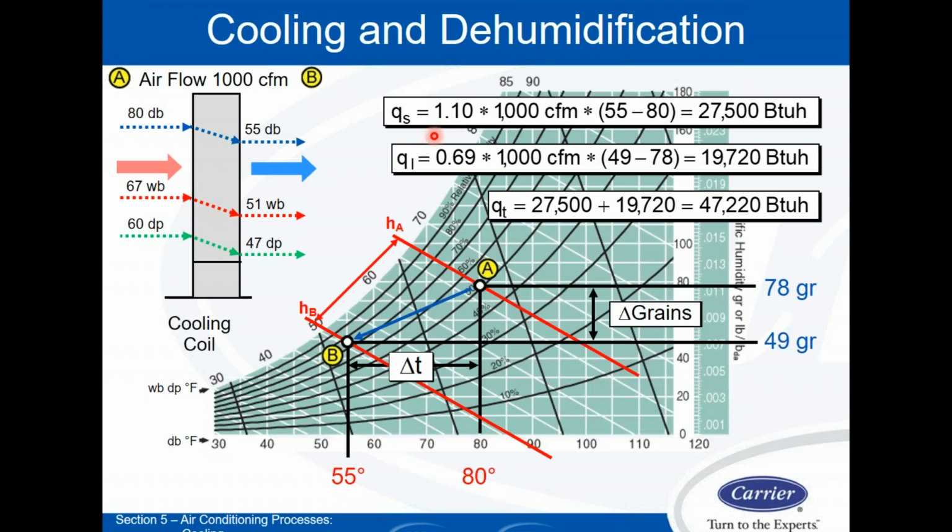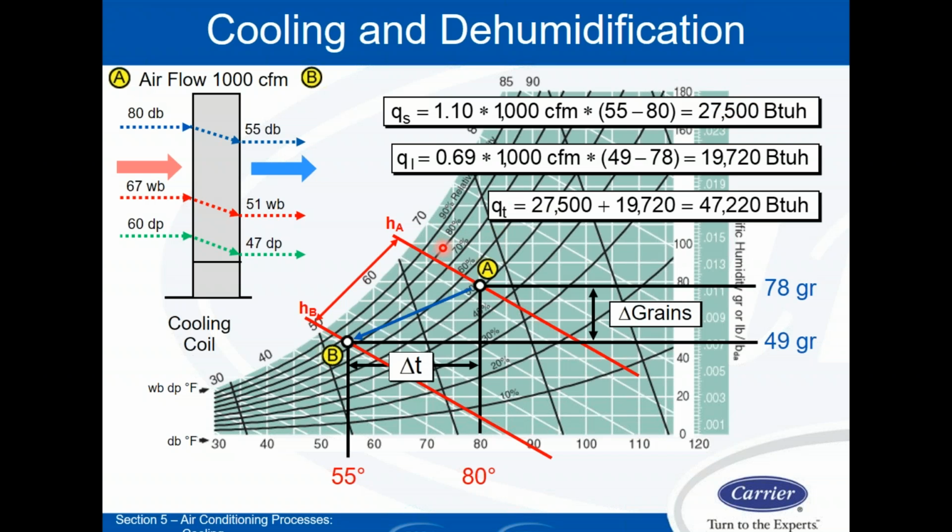If I'd like to do the math on this one, I can figure it out with the sensible formula that we just did a minute ago, the latent formula, and then add the two together for the total. So once again, sensible: 1.1 times 1,000 CFM times my delta T, 80 dropping down to 55. That's 27,500 BTUs of sensible energy.